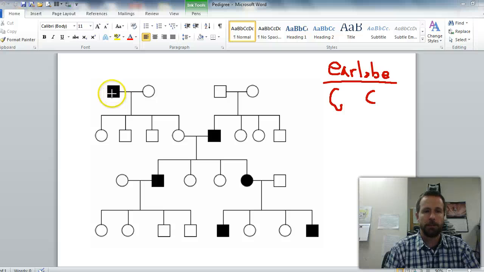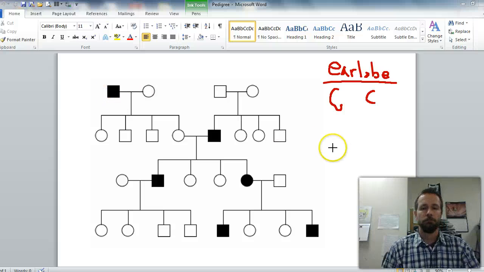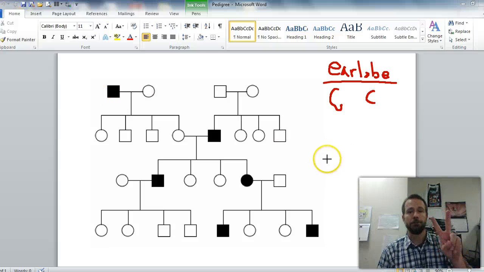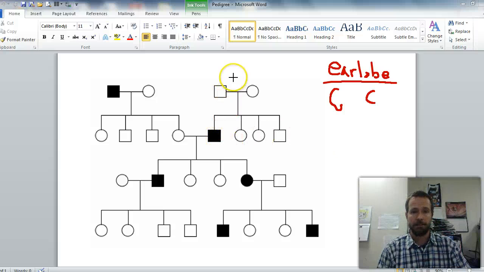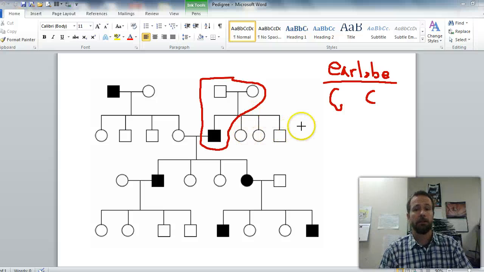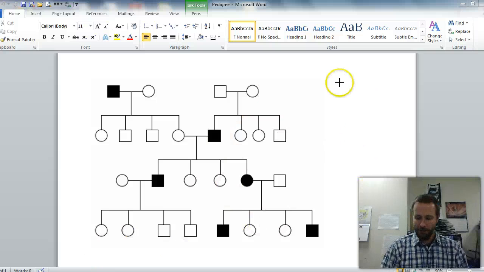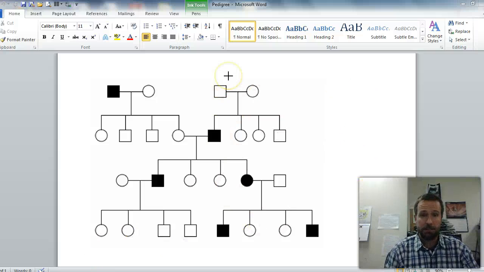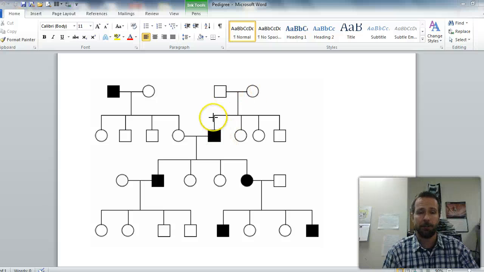And so this one right here, we know the earlobe is detached. Remember what I said in class. I said if you have two unaffected adults that have an affected child, as in this case right here, what does that mean as far as dominant or recessive? It means it is recessive. So this gives it away right here. It's tough to write with this thing. So that means this trait is recessive because we have two unaffected adults having an affected child.